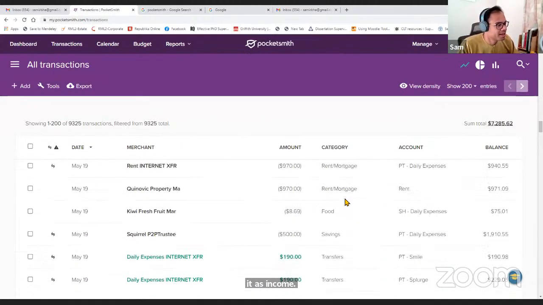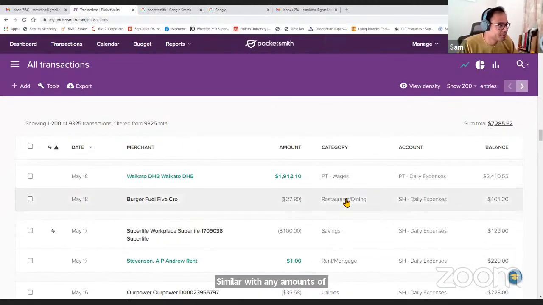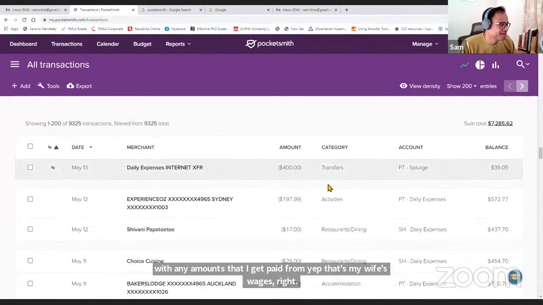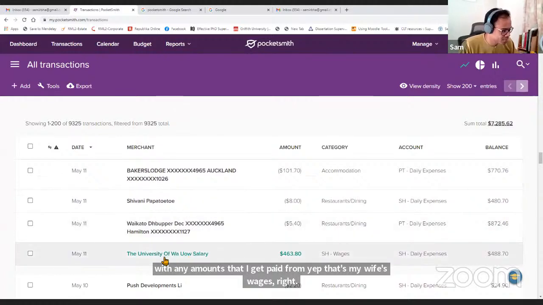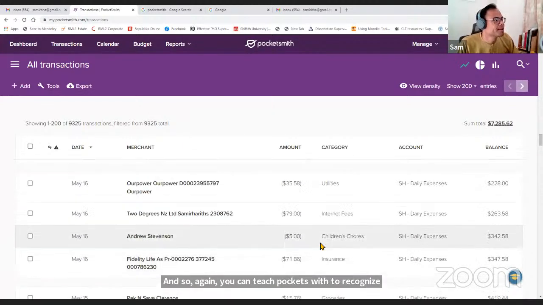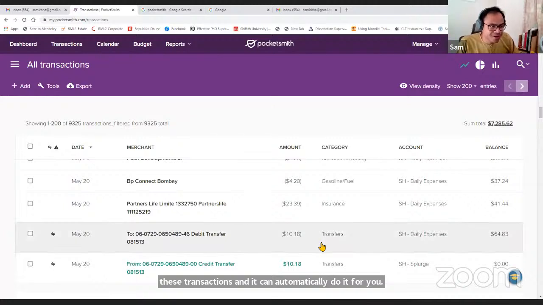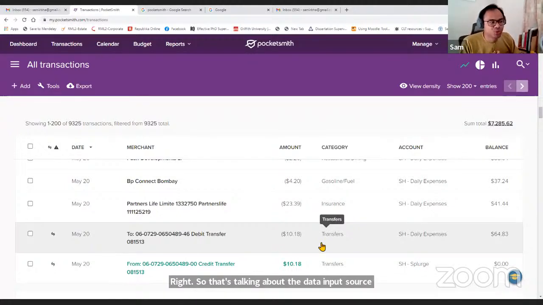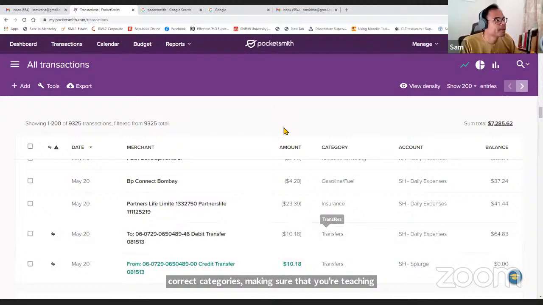Similar with any amounts that I get paid from, that's my wife's wages, right? And similar with any amounts that I get paid from the university, and that's how much the university's been paying me for the part-time work that I do there. And so again, you can teach PocketSmith to recognize these transactions and it can automatically do it for you. Right. So that's talking about the data entry side of things, setting up the correct categories, making sure that you're teaching PocketSmith to categorize them correctly for you, right?